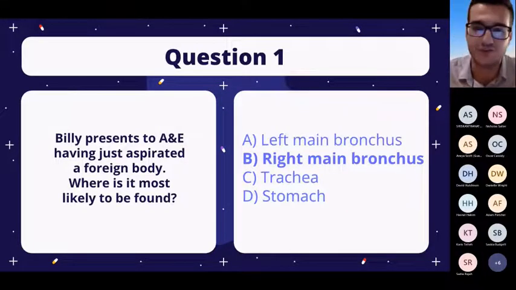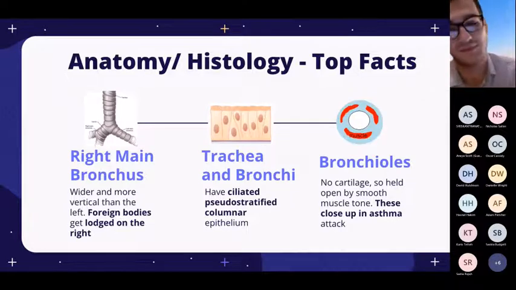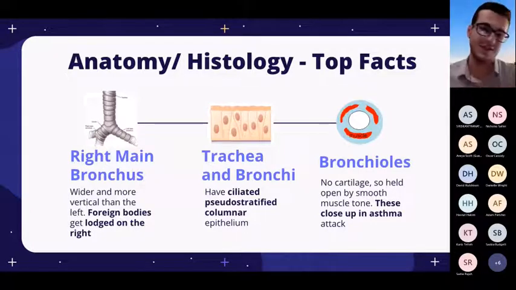Very well done. It's the right main bronchus. So I'm not going to go into loads of anatomy histology because it's going to be a very long night otherwise. So I've just got 3 facts here. First of all, foreign bodies are going to lodge in the right main bronchus rather than the left because it's a more inviting environment for foreign bodies. It's wider, it's more vertical. That's where they're going to lodge.